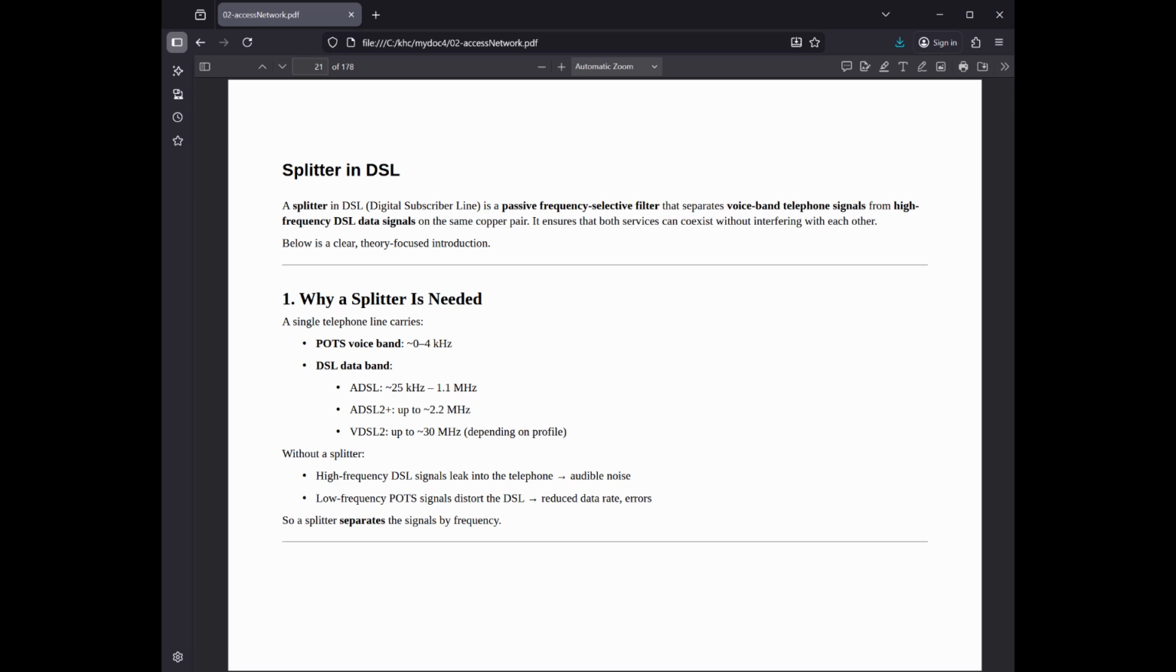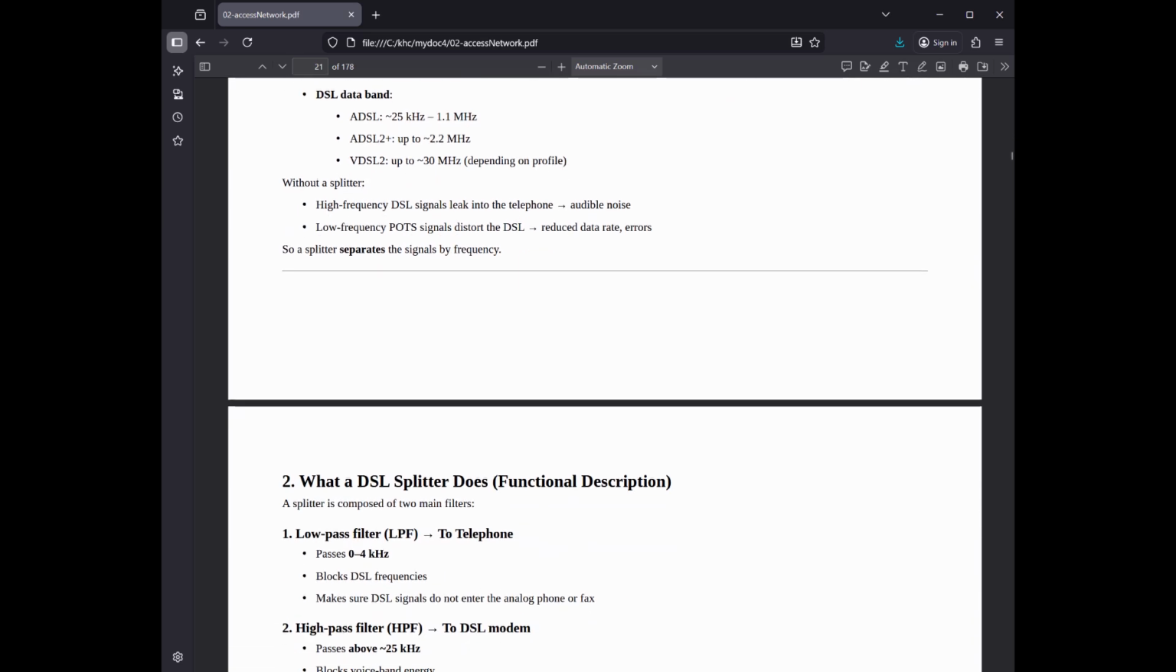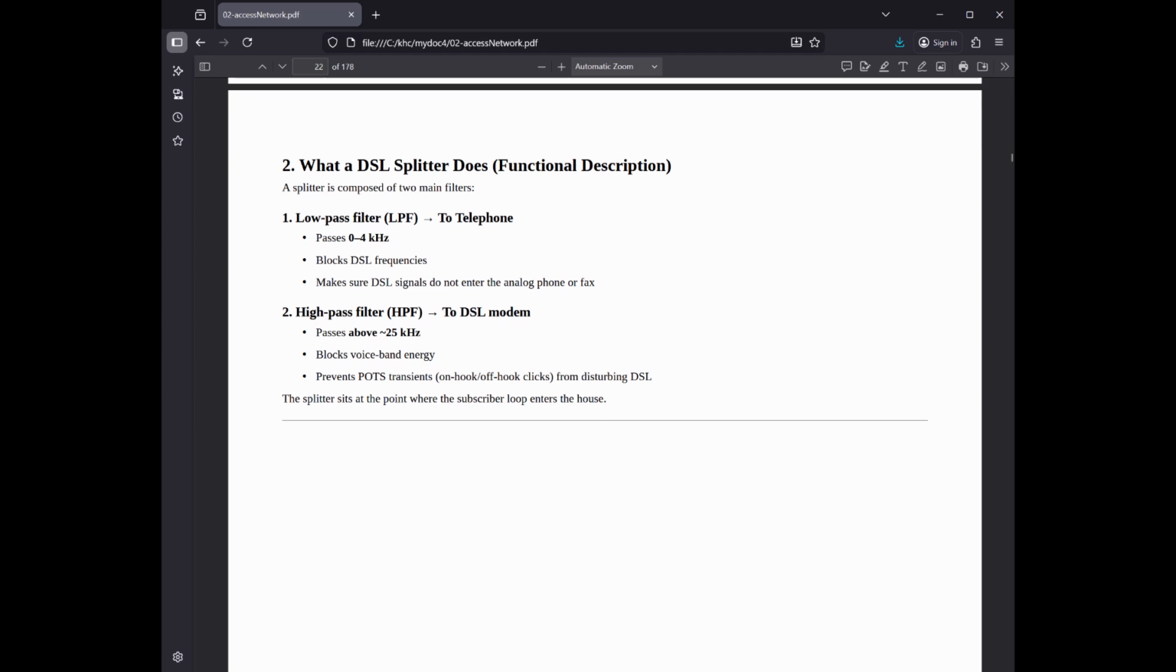DSL internet signals operate at much higher frequencies, usually starting at 25 kHz and reaching up to 1.1 MHz for ADSL, or 30 MHz for VDSL2. How the splitter works: the device contains two types of internal filters. Low-pass filter: this blocks high-frequency data signals but allows low-frequency voice signals to pass through to the phone port.